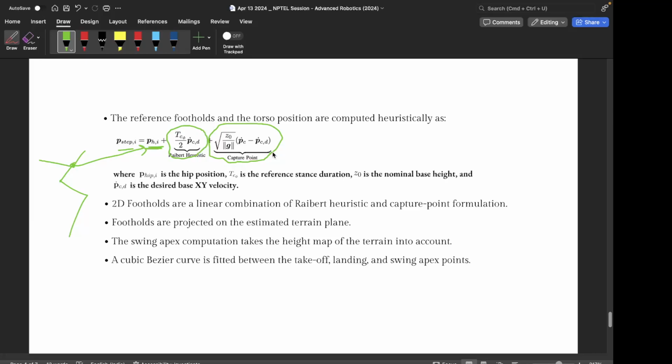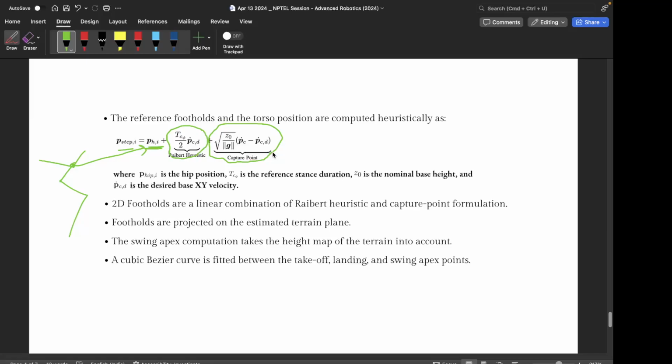And the robot should compensate for it in order to keep itself stable and not fall down, right? So that's the behavior which is emerging from adding this term in the foothold planning algorithm, right?